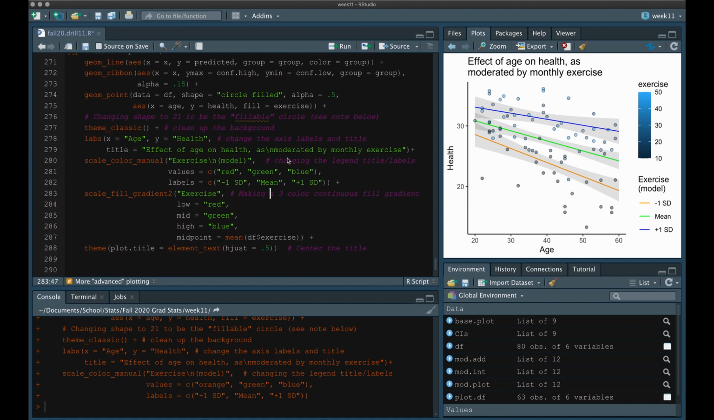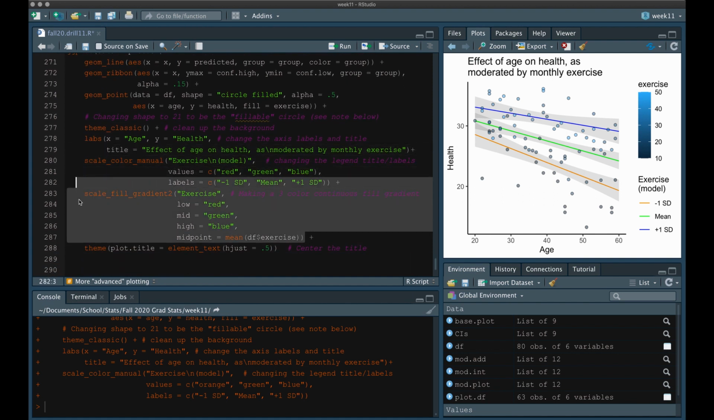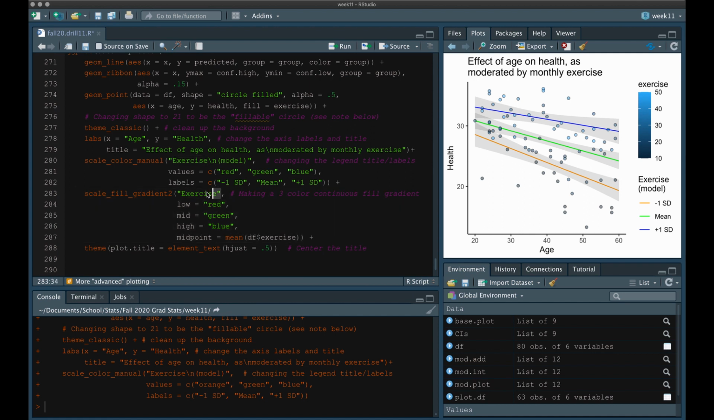Finally, or not finally, but this scale fill gradient 2 is one thing that it did take me a while to remember how to do all this. But same thing as far as giving it a title for my legend, changing this. I just want it to be capitalized.